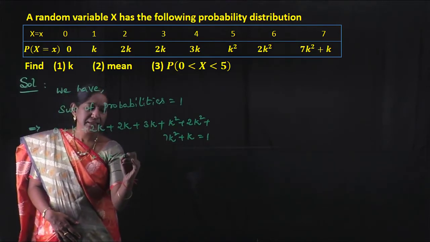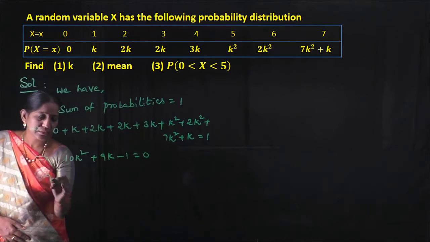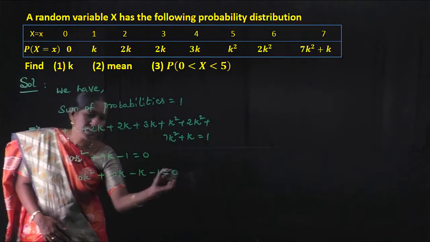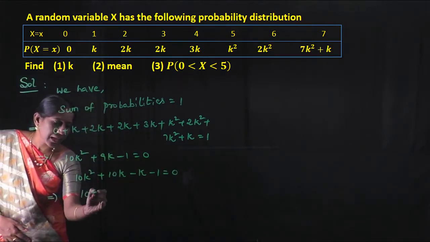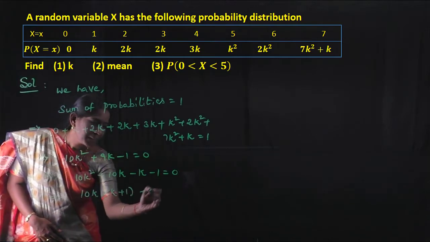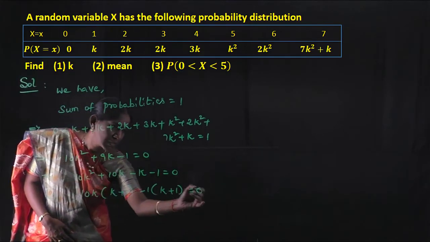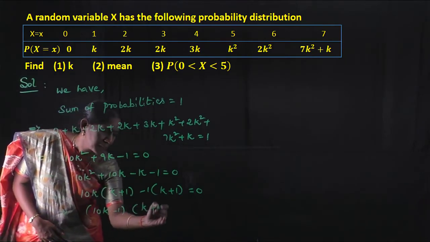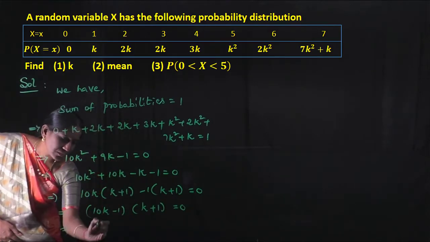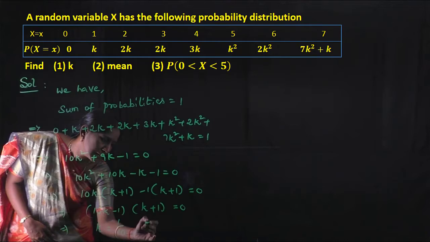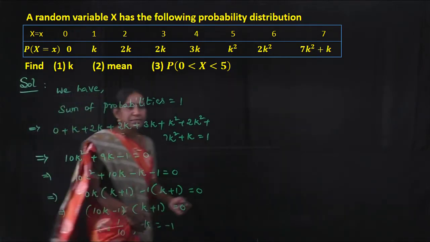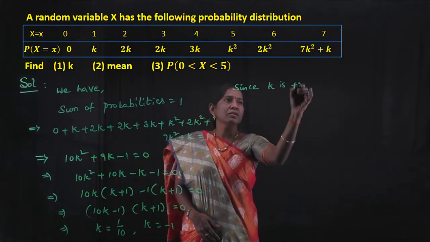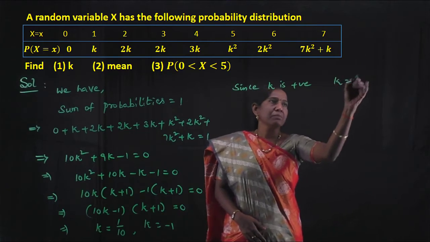Take plus 1 to this side, then it is minus 1 equal to 0. Then 10k square plus 10k minus k minus 1 equal to 0. Take common 10k: 10k into k plus 1, minus 1 into k plus 1, equal to 0. Then 10k minus 1 into k plus 1 equal to 0. Then the values of k are 1 by 10 and minus 1. Since k is positive, the value of k is 1 by 10.